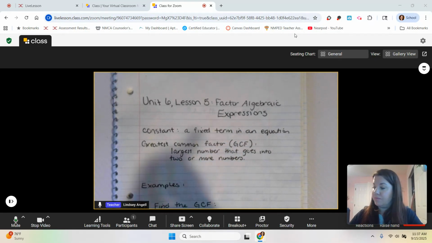That doesn't change. Greatest common factor, this should be a term that you've known for quite a while, but that's the largest number that goes into two or more numbers. And we're going to do examples of those right now, so if you forget what that is, don't worry, I got you.